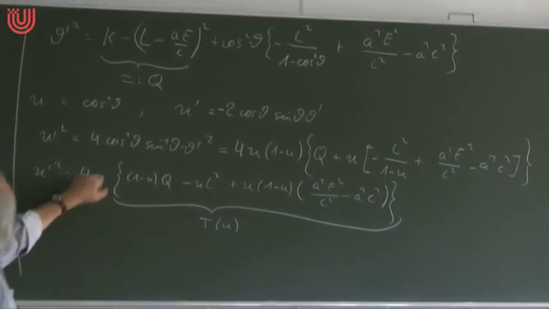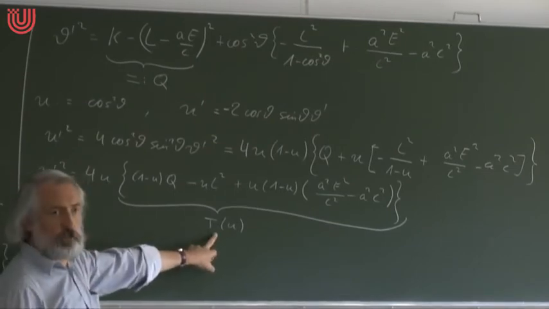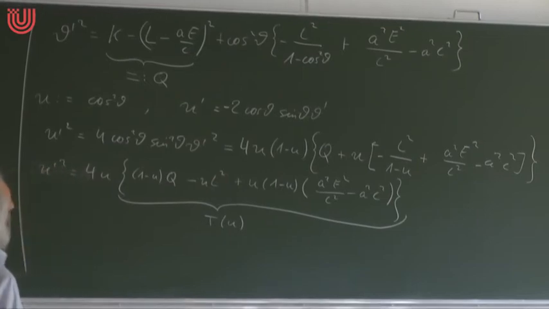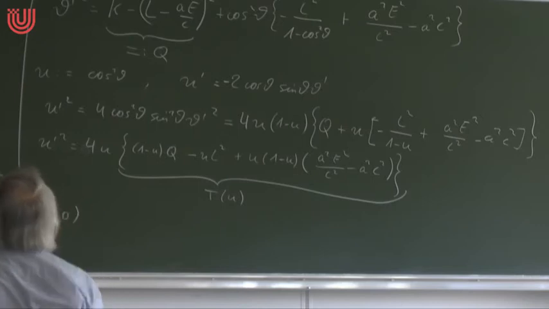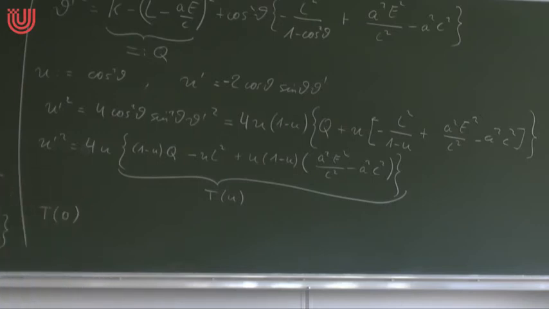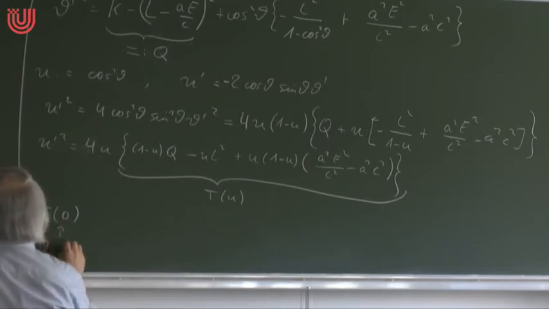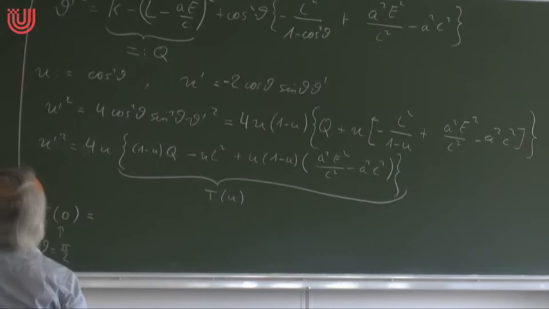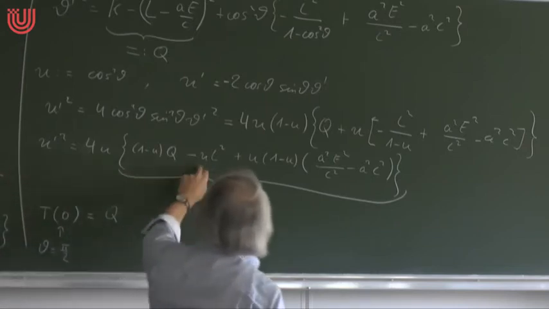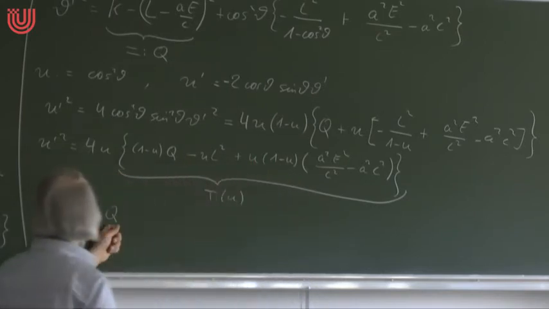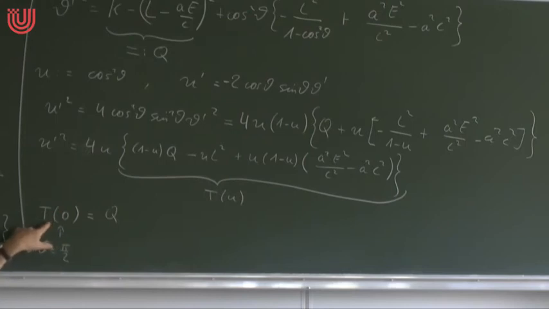u is positive. Yes, u is cosine squared of theta. So we have to discuss the sign of T of u. And we observe that T of 0, what is that? Cosine theta equals 0, that's the equatorial plane, right? So this corresponds to theta equal pi half. T of 0, what is this? This is Q. This is gone, that's it. It's Q. So Q, the sign of Q decides where the function T starts.